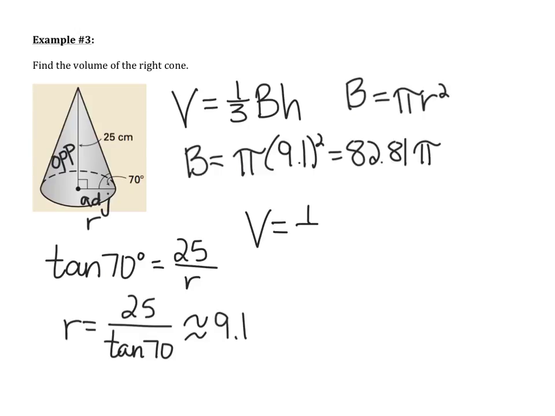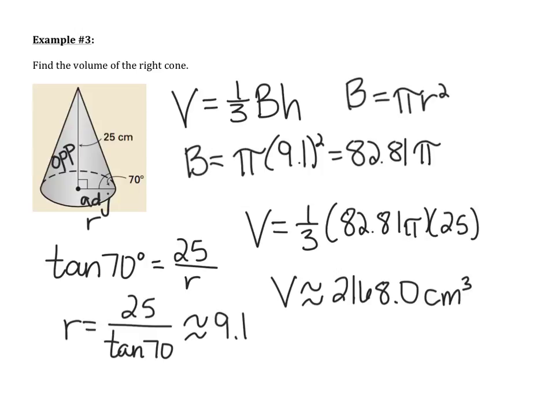You would take 1/3 times the area of the base, which was the 82.81 pi, times the height, which was 25. Again, I'm going to multiply these two together first and then take that answer and divide by 3 to get about 2,168.0, because I had to round up. This was actually 2,167.96, so I just rounded up to 2,168.0, but I showed the 0 to show that that continues on. It's not exactly 2,168. So again, about 2,168.0 cubic centimeters.